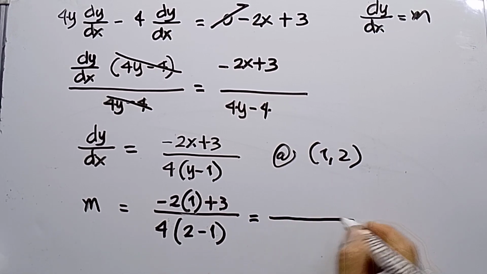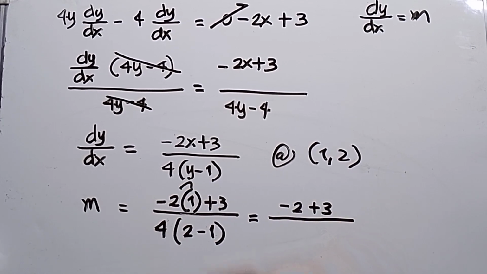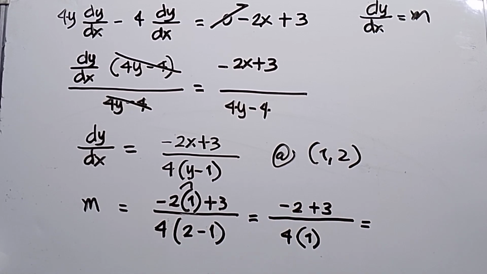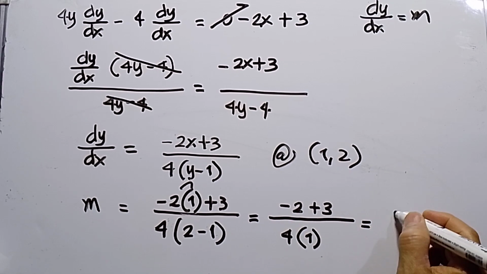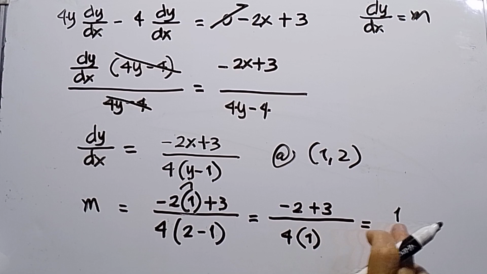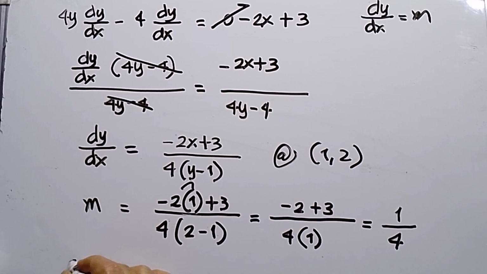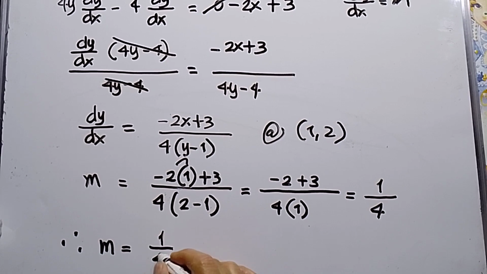So this will be negative 2 plus 3, then this will be 4 times (2 minus 1, which is 1). So what is negative 2 plus 3? This is unlike signs, so subtraction: 3 minus 2 is 1. And the sign is positive because 3 is greater than 2 and 3 has a positive sign. So therefore, my answer is positive 1 over 4. So therefore, the slope of the curve is 1 over 4. That's all.